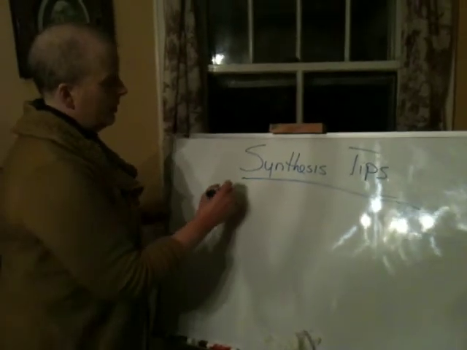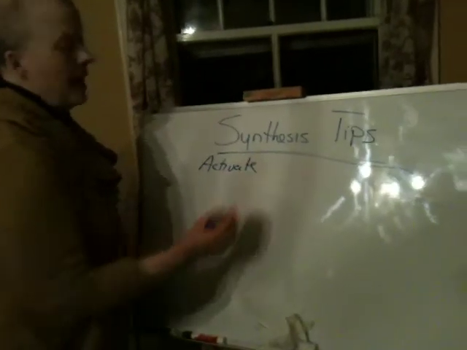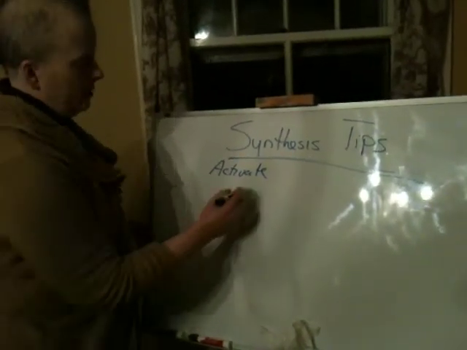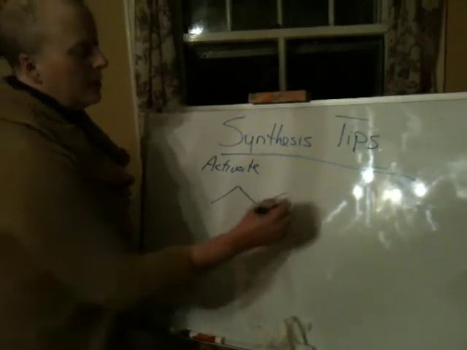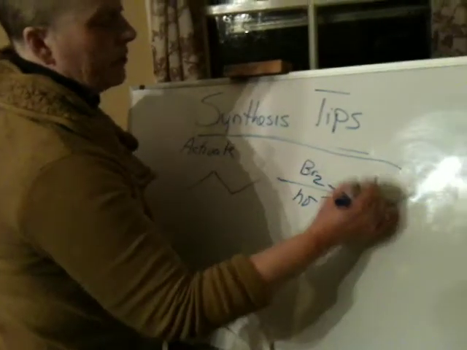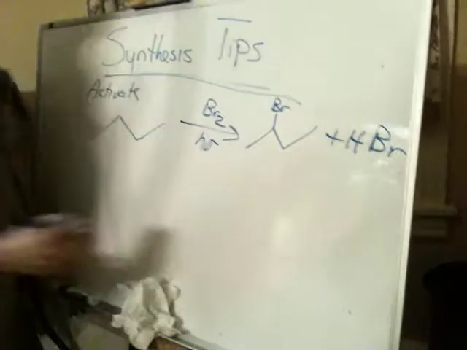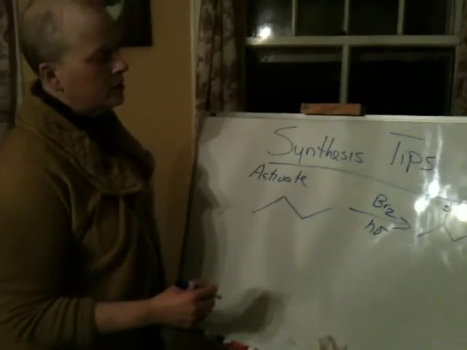So, first of all, to activate an alkane, if you just have an alkane like this, you have to do a free radical bromination. I use bromination because bromine is more selective, so that enables you to put a bromine in if you need to. The byproduct is HBr. You should review that reaction.